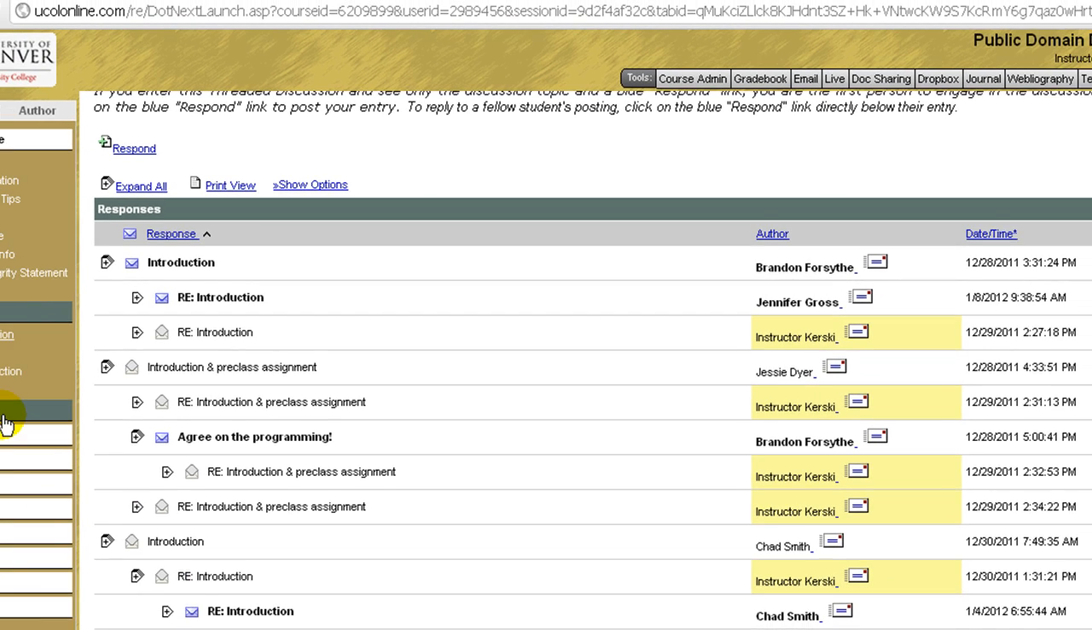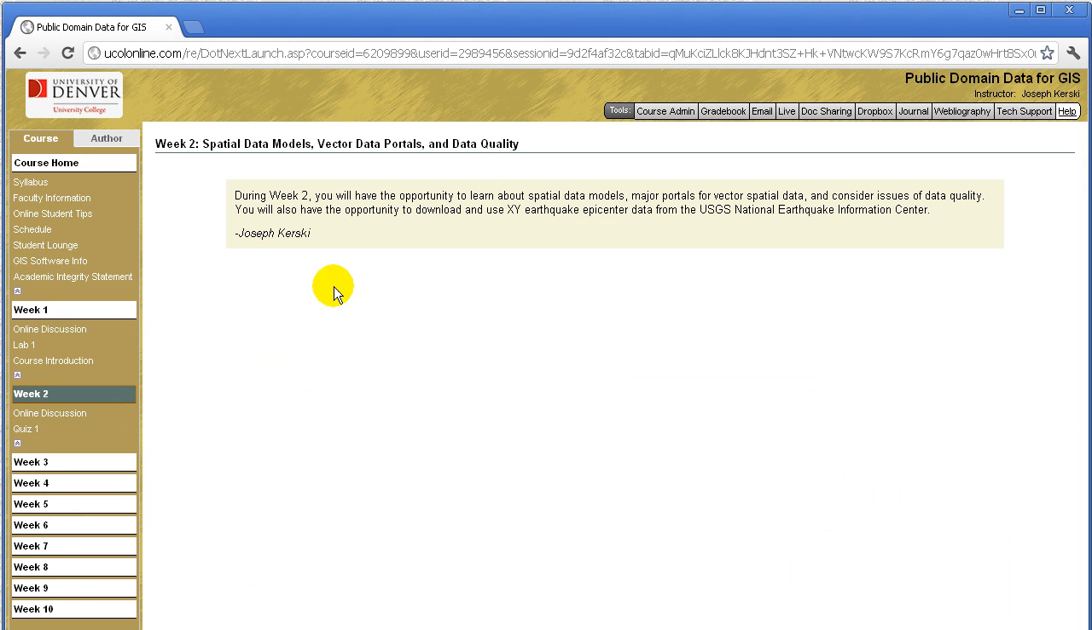Let's go to week 2 now. During week 2, you will have the opportunity to learn about spatial data models, major portals for vector spatial data, and consider issues of data quality. You will also have the opportunity to download and use XY earthquake epicenter data from the USGS National Earthquake Information Center.